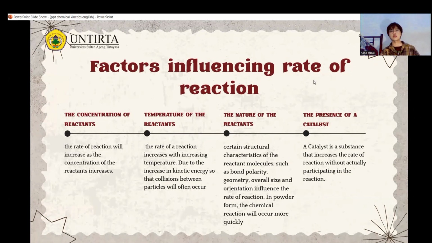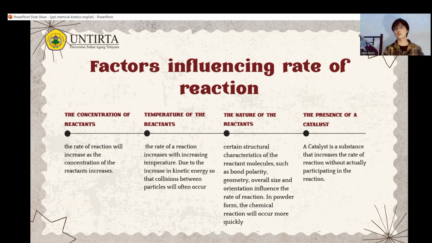Factors influencing rate of reaction. First one is the concentration of reactant. The rate of reaction will increase as the concentration of the reactant increases. Second, temperature of the reactant. The rate of reaction increases with increasing temperature due to the increase in kinetic energy, so that collisions between particles will often occur. Third is the nature of the reactant.